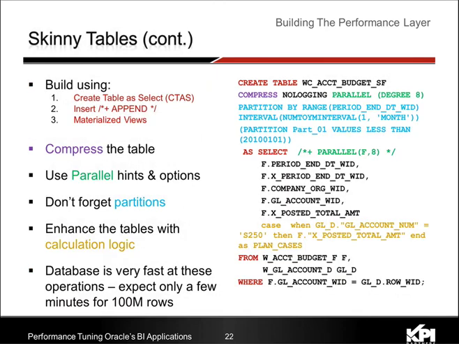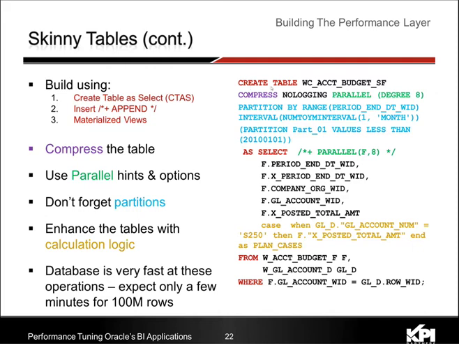So here's what the creation process for a skinny table looks like. This happens to be a fact table, and this is from the account budget fact table. When we're prototyping them or when you actually end up building them, you either do a CTAS operation, you can do an insert append, or you can use materialized views. I typically don't worry too much about which technique you use. There's pros and cons to each. Some customers feel more comfortable with others, but they all effectively do the exact same thing.